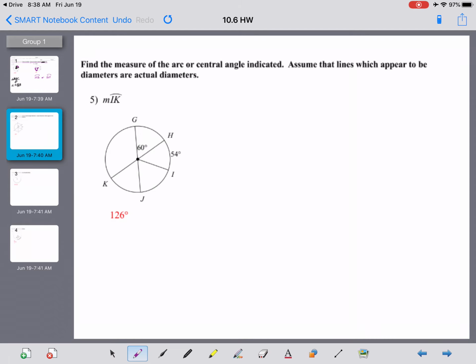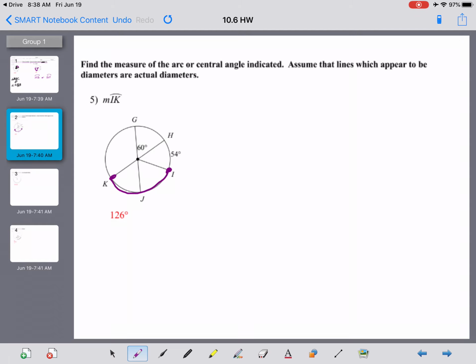Okay, so they want to know the measure of arc IK. Arc IK, it's 2 letters, so it's a minor arc. It's less than half the circle. It starts here at I, and it ends at point K right over here. So we're talking about this arc right over here.